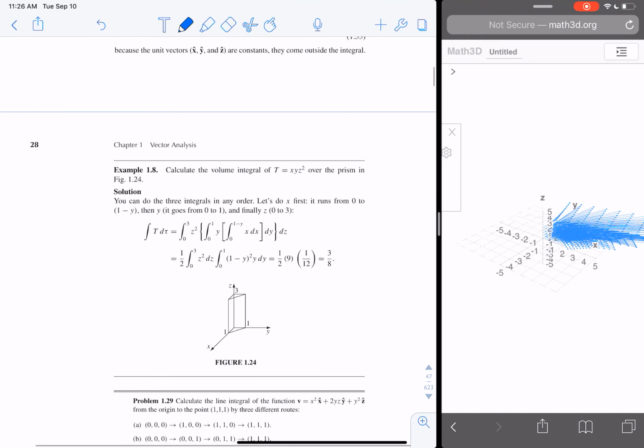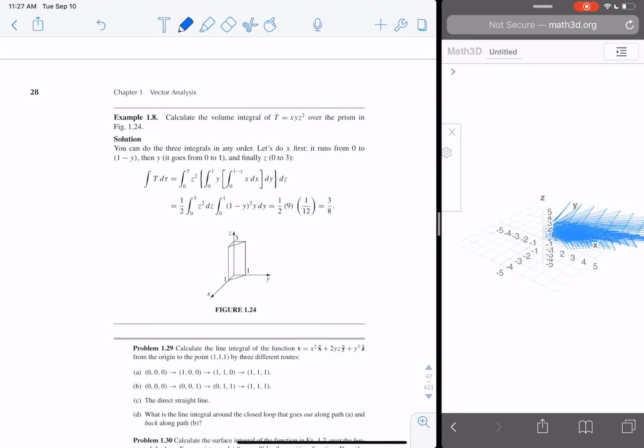Okay, and so for example, calculate the volume integral of T equals xyz squared over the prism in figure 1.24. So we've got a prism here, and we want to integrate. We've got this density function, let's say, where the density is changing as a function of location. At any of these edge points, you're going to have 0, and it's going to have the most density at the highest z, but also a non-zero x and y.